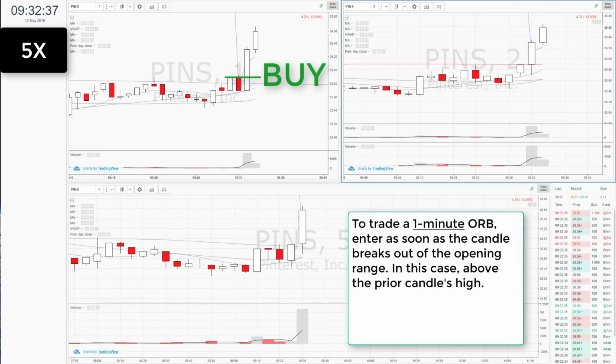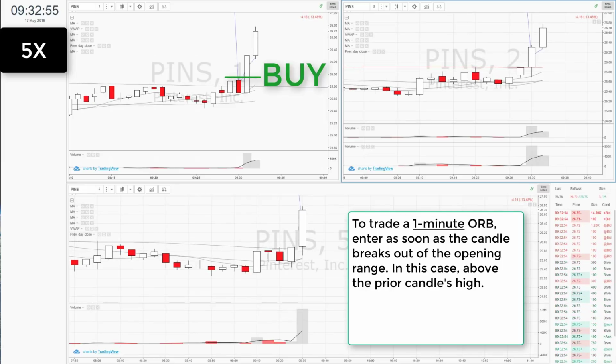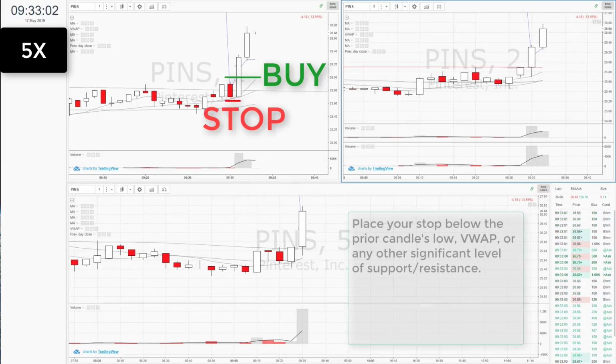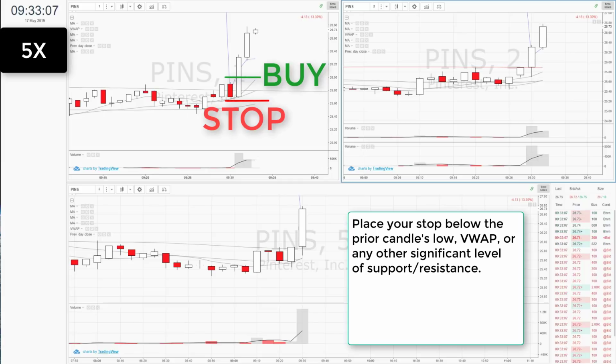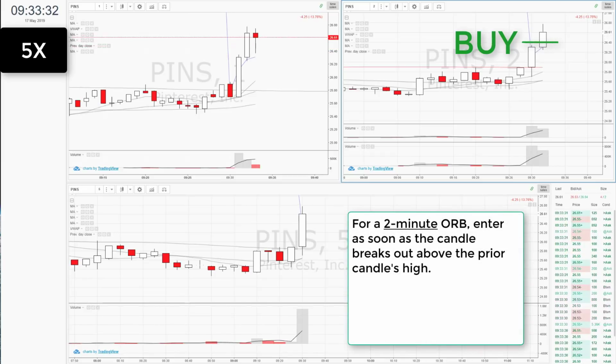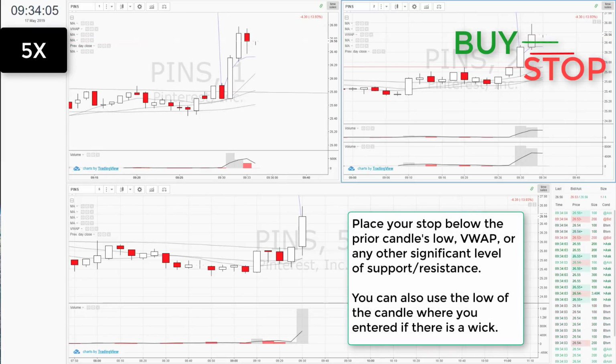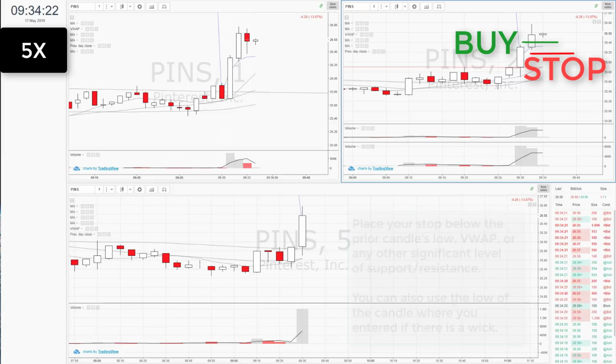To trade a 1-minute ORB, enter as soon as the candle breaks out of the opening range, in this case above the prior candle's high. Place your stop below the prior candle's low, VWAP, or other support or resistance. For a 2-minute ORB, enter as soon as the candle breaks out above the prior candle's high. Place your stop below the prior candle's low, VWAP, or any other level of support or resistance. You can also use the low of the candle where you entered.